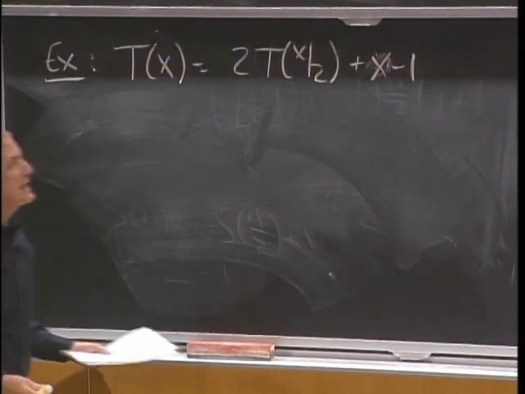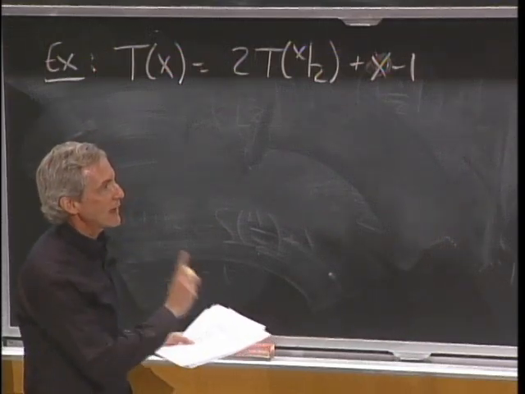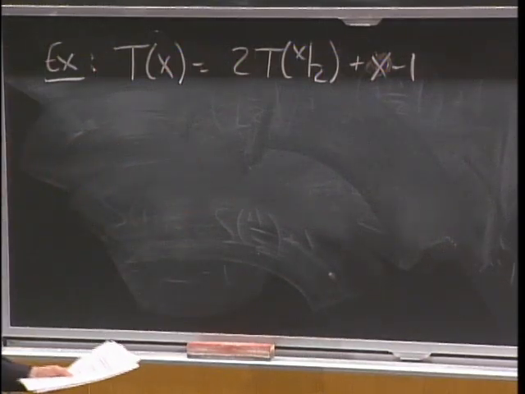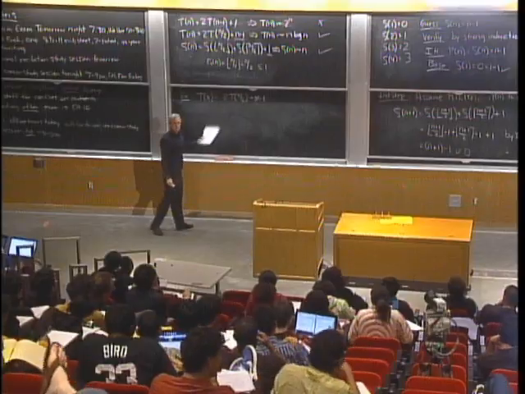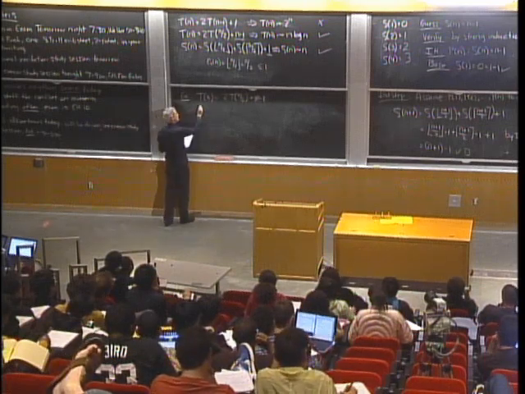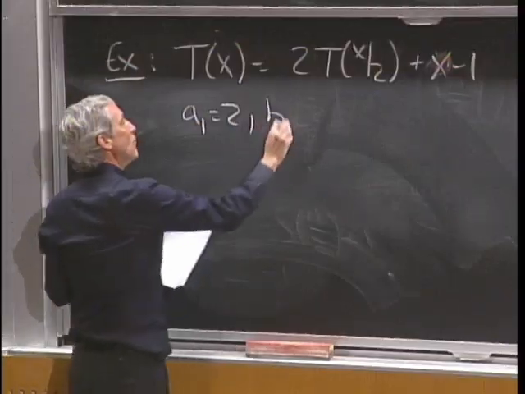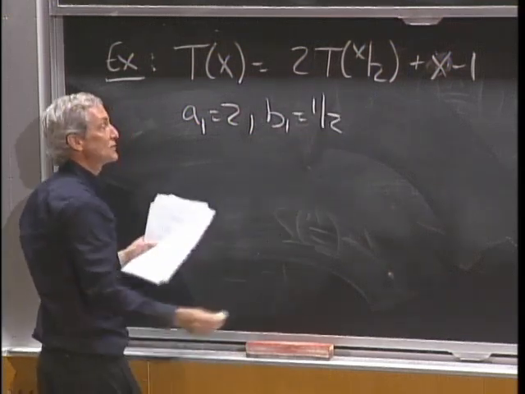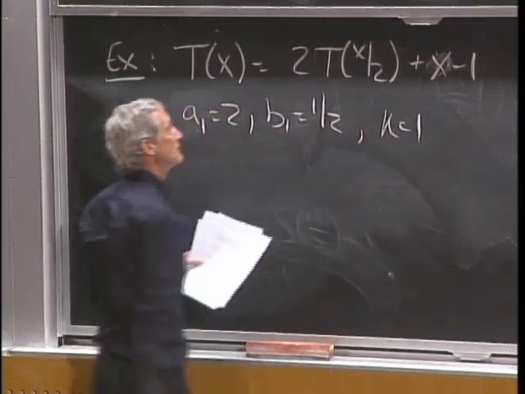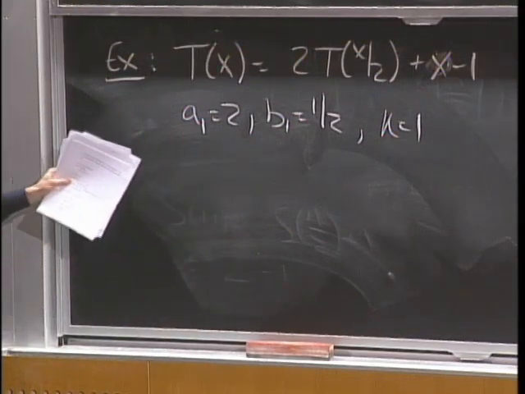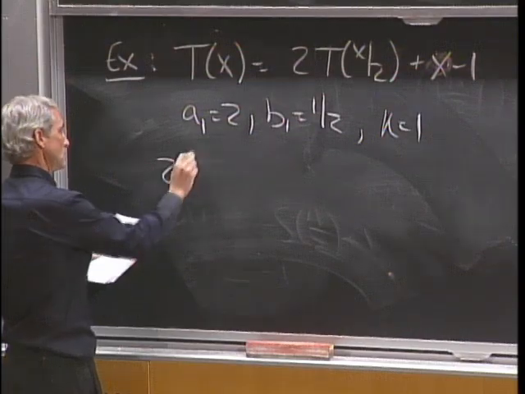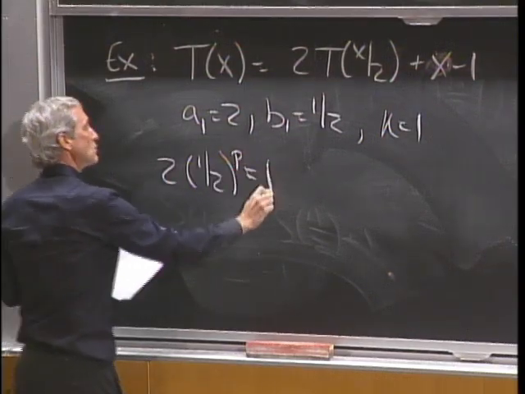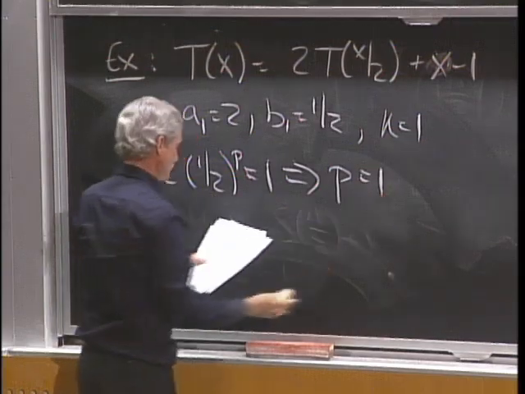All right, what is p in this case? I've only got one term. I don't even need a sum from that definition over there. What's the value of p for this guy? So I've got a1 is 2, b1 is a half, just one term. What's the value of p such that 2 times a half to the p equals 1? 1. Doesn't get much simpler. All right, so 2 times a half to the p equals 1 implies p is 1.